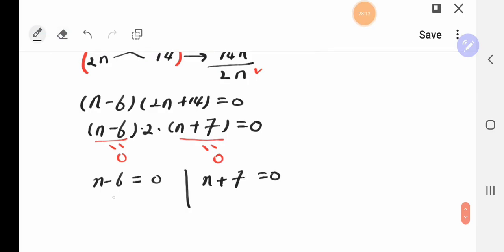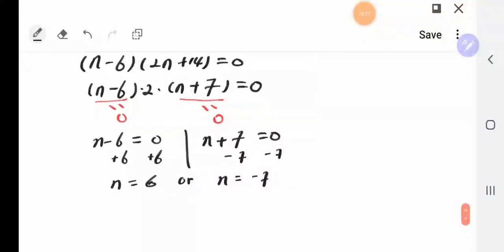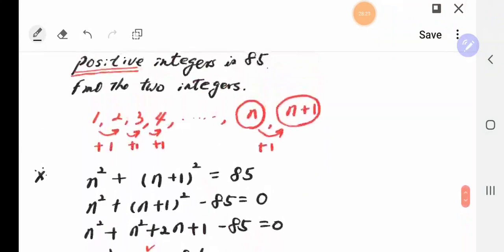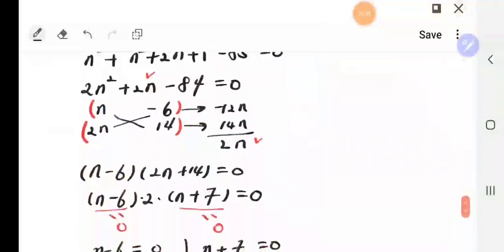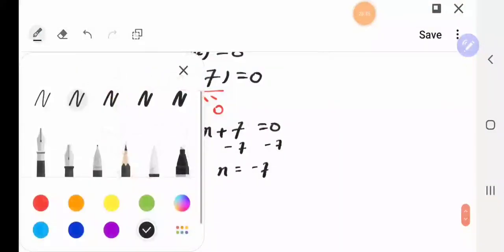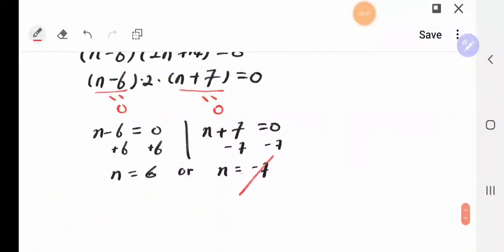So from the first equation, plus 6 each side, then n equals 6. We have found one value of n. And from the second equation, minus 7 each side, then n is negative 7. But as you see, the consecutive integers are positive. It has to be positive. So we will not allow the negative number. So n is 6.